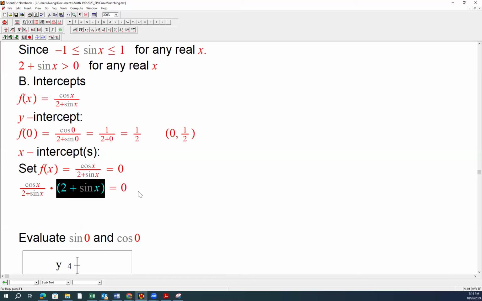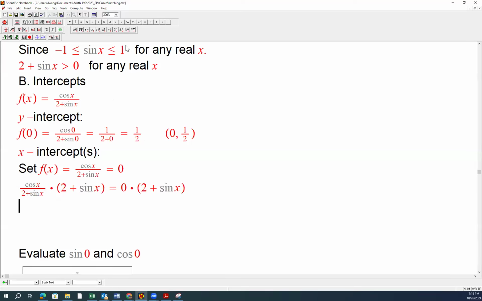Okay, we multiply by this positive number, and we will end up with cosine x equals 0. All right? So now we need to find the value of x.